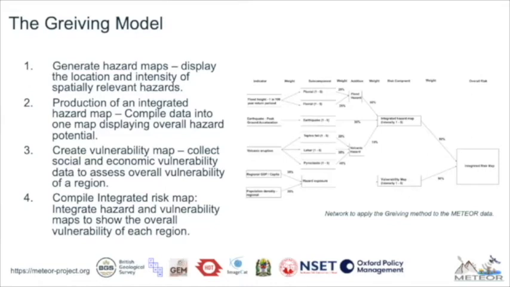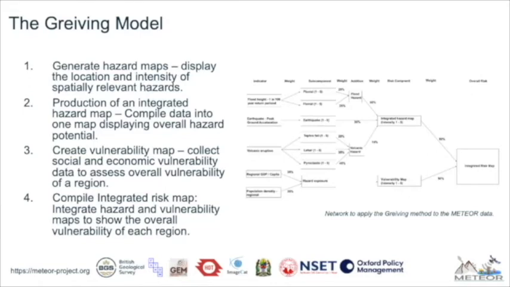Grieving suggests using the Delphi method of expert elicitation to define these weights. In this Meteor example, the hazard potential is assigned, weighted, and aggregated at the pixel scale. The next stage of this model is the creation of a vulnerability map.